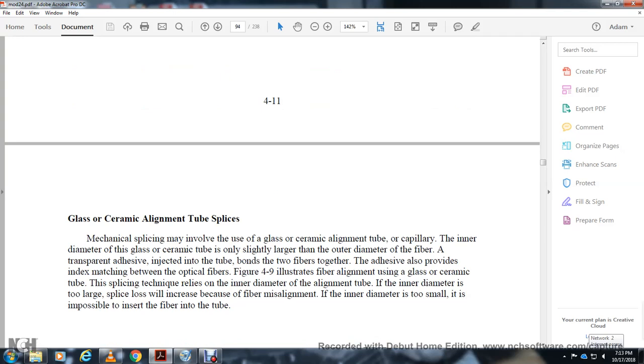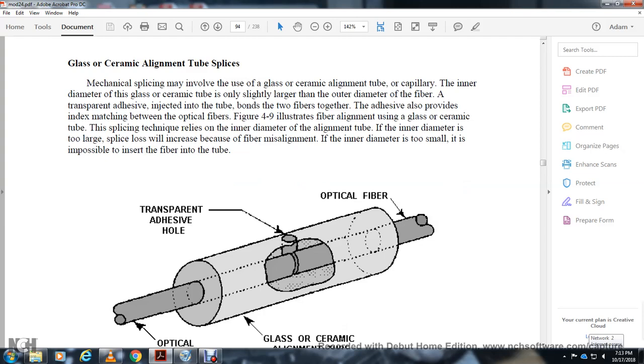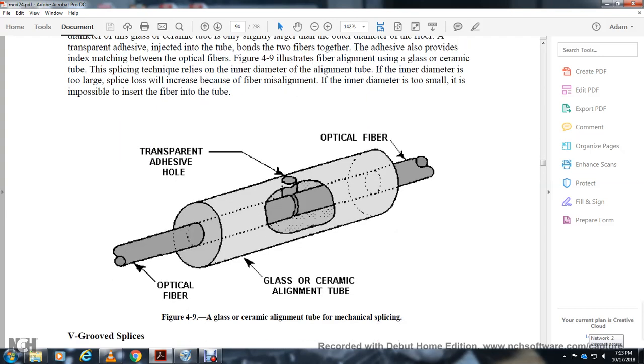Glass and ceramic alignment tube splices. Mechanical splicing may involve the use of a glass or ceramic alignment tube. The inner diameter of the glass or ceramic tube is only slightly larger than the outer diameter of the fiber, and transparent adhesive is injected into the tube to bond the two fibers. The adhesives also provide index matching between the optical fibers. Figure 4 shows fiber alignment that uses the glass and ceramic tube. The splicing technique relies on the inner diameter alignment of the tube. If the inner diameter is too large, it can cause fiber misalignment, and if it is too small, it is impossible to insert the fiber into the tube. The transparent adhesive holds the optical fibers in the glass or ceramic alignment tube.